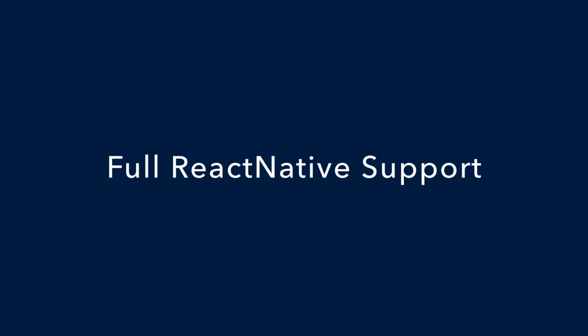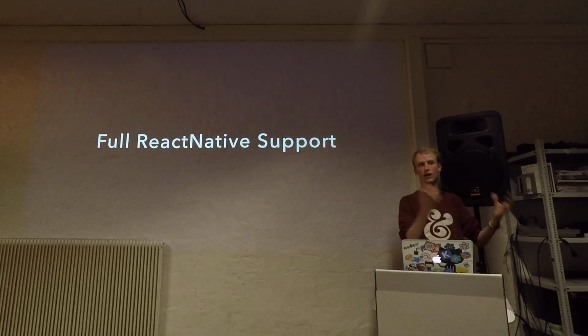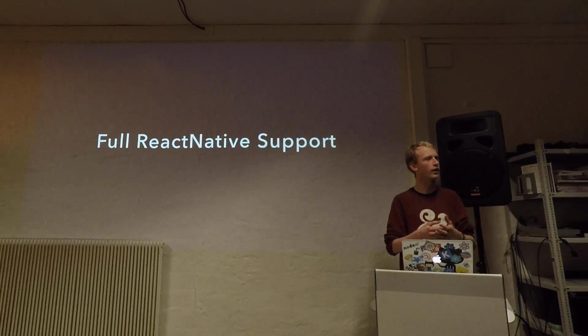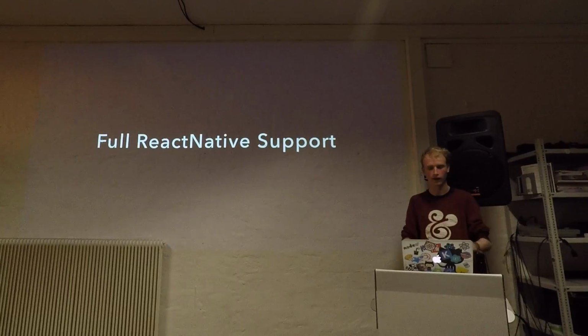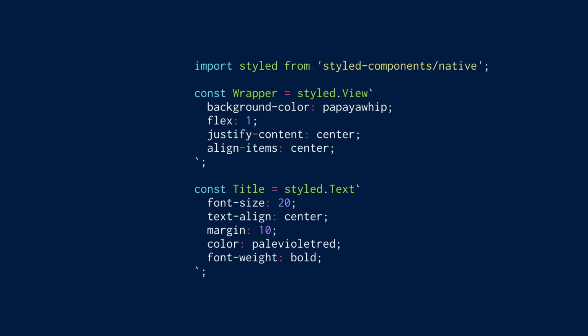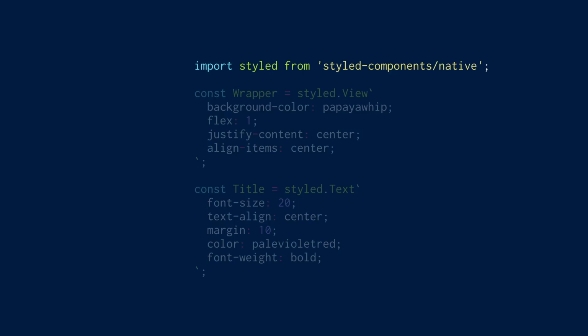So with styled components, we have full React Native support, meaning that you can style no matter what part of your application you work in, you can just use styled components. It's always the same API. You don't have to learn anything new, right? It's just styled components all the way. What does it look like? Well, it just looks exactly the same, except you're importing from /native. So we go import styled from styled-components/native. And then you get access to the React Native primitives.